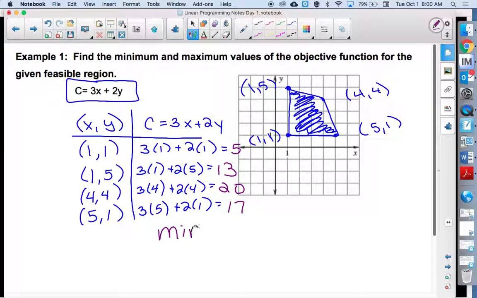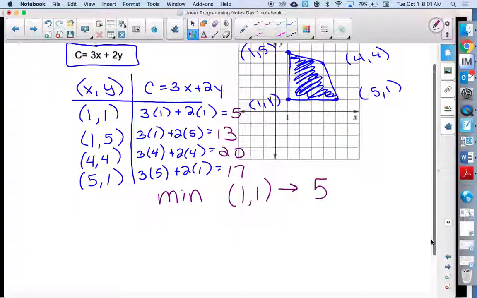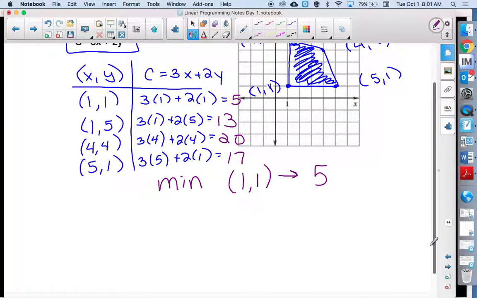So our minimum occurs at (1, 1), and its value is 5. That 5 might represent $500, $5,000, $500,000. So it will represent something. And then our maximum occurs at (4, 4), and that value would be 20. Again, whatever the 20 represents. Tomorrow we'll have applications to it.